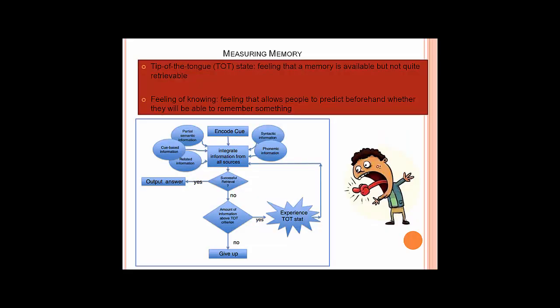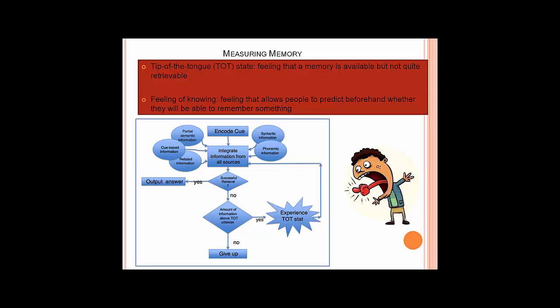How can we measure memory? For example, what is a tip of the tongue state? What is that feeling? Who was that actor in that movie? I know you know what he looks like. You've got this picture in your brain, in that sketch pad I was telling you about. It's there, but you can't remember the name. And it's the feeling the memory is available, but not quite retrievable, and it's so frustrating.